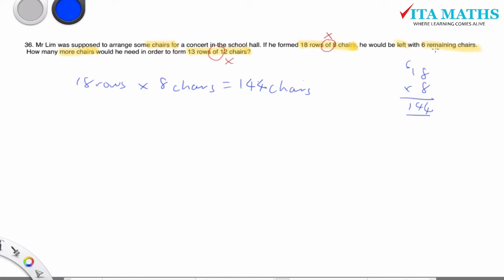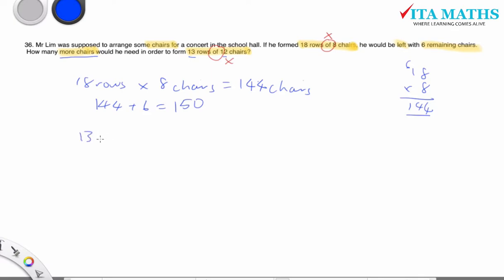And he'll be left with 6 remaining chairs. So total up, how many will he have? He'll have 144 plus this 6 remaining chairs. 144 plus 6, and we will have 150. So now they're asking how many more chairs will he need in order to form 13 rows of 12 chairs.